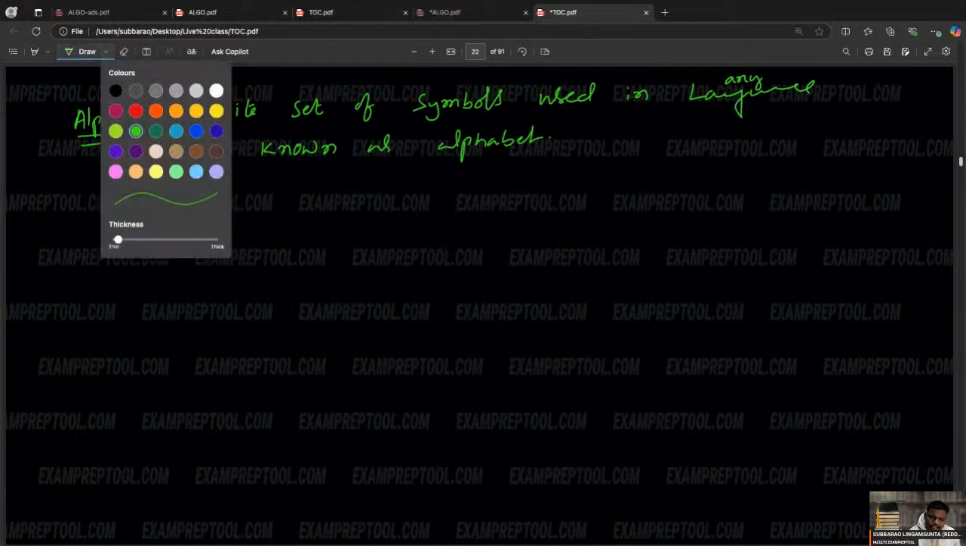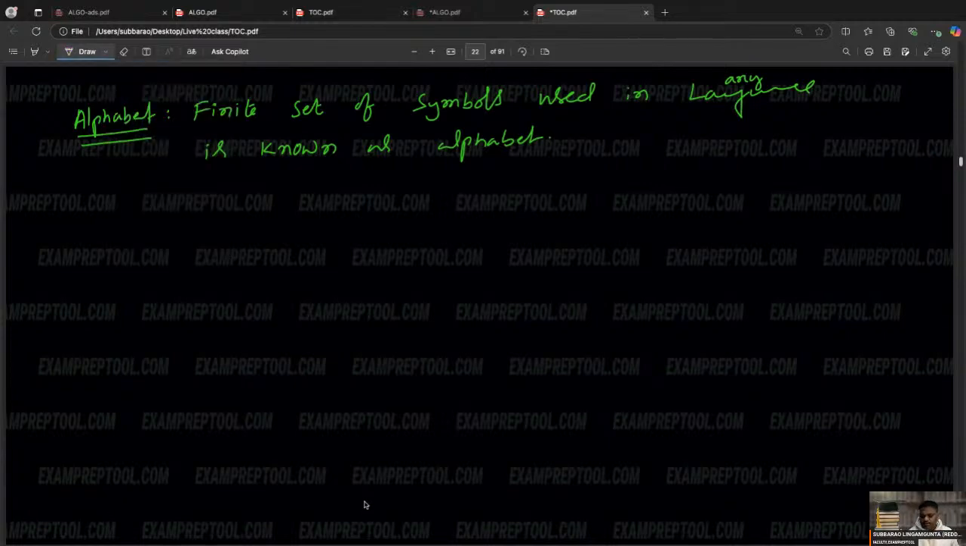You take any language, there is some alphabet. Suppose you take the English language. Alphabet will be represented by the symbol sigma. Sigma is equal to A, B, C, D, and so on, up to Z. It's the English language alphabet. Every language has some alphabet.